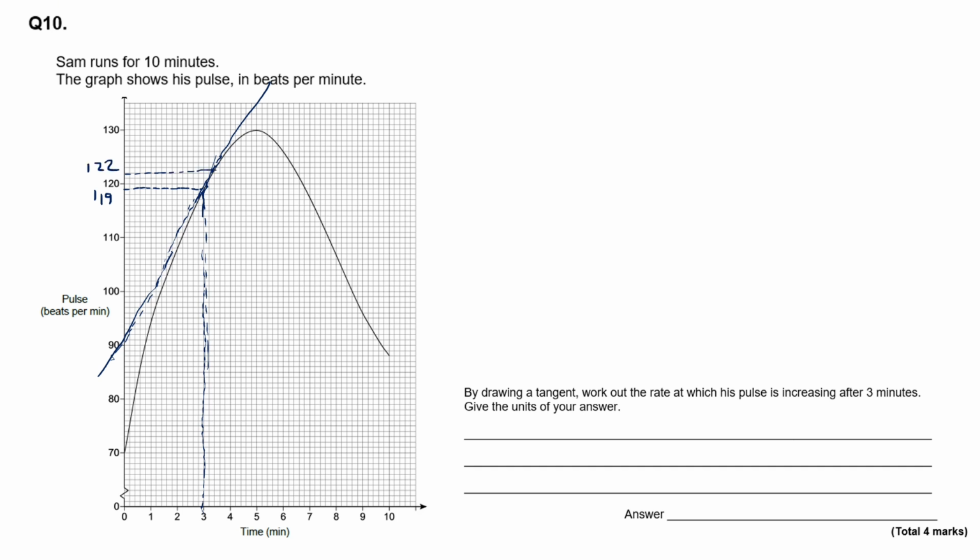That's 122-ish. So change in y over change in x. My change in y from 119 to 122 is going to be 3. And change in x from 3 to 3.3-ish, so that's going to be 0.3. So the gradient is change in y over change in x, which is 3 out of 0.3, which roughly is going to be 10. I'm just saying roughly because it's an estimate.